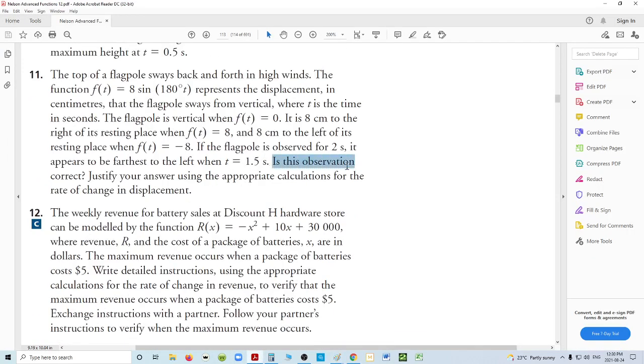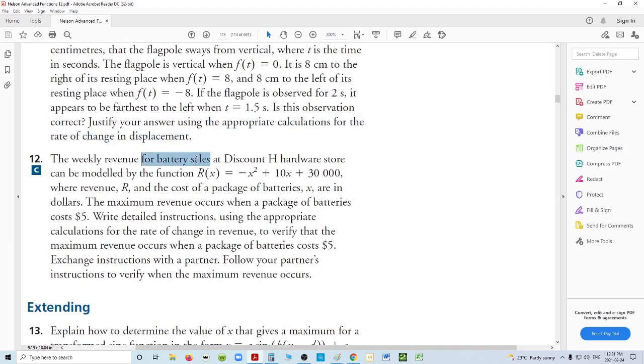So to answer the question, is this observation correct? Justify your answer using the appropriate change in displacement. Yes, it is correct. The weekly revenue of battery sales is based on the cost of batteries in X, and it's dictated by this downward-facing parabola that has a y-intercept of 30,000. The maximum revenue occurs when the package of batteries is $5. So they've pretty much told us that is the max. Write detailed instructions using the appropriate calculations of the rate of change in revenue to verify that the max value in the batteries is $5.